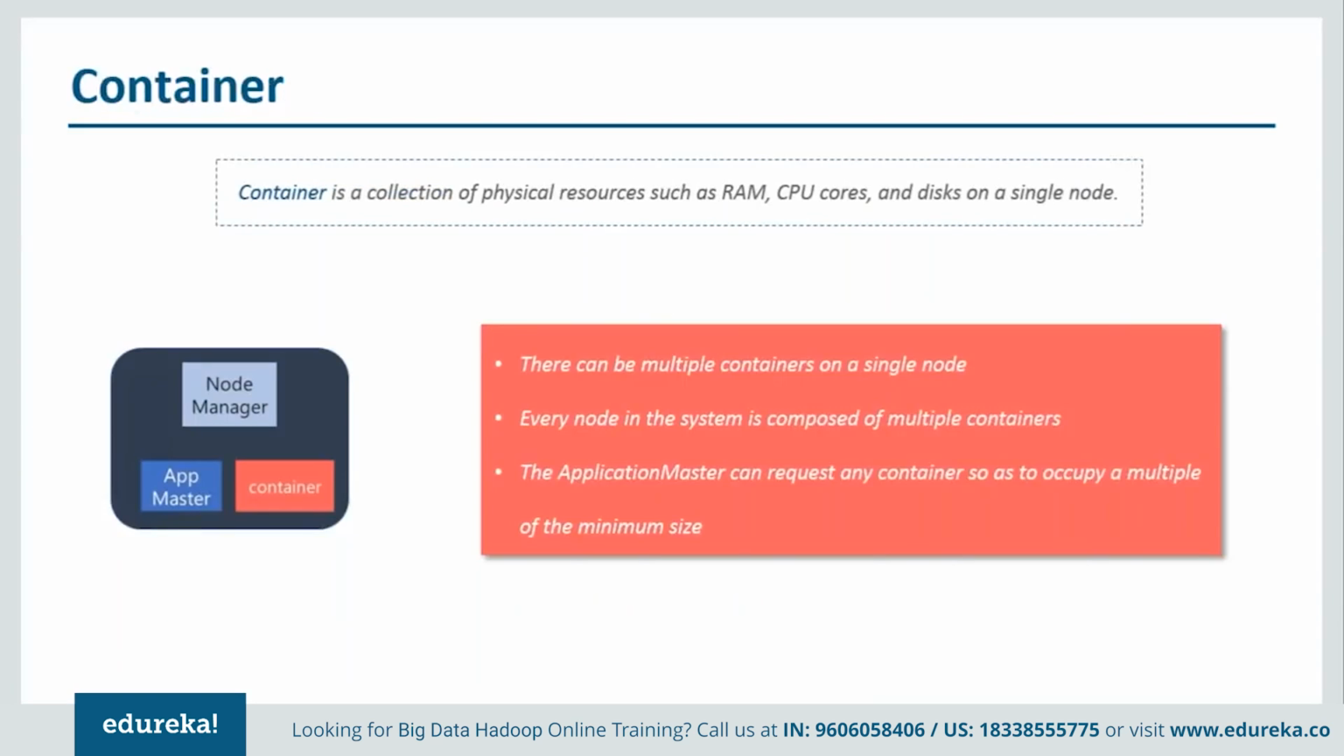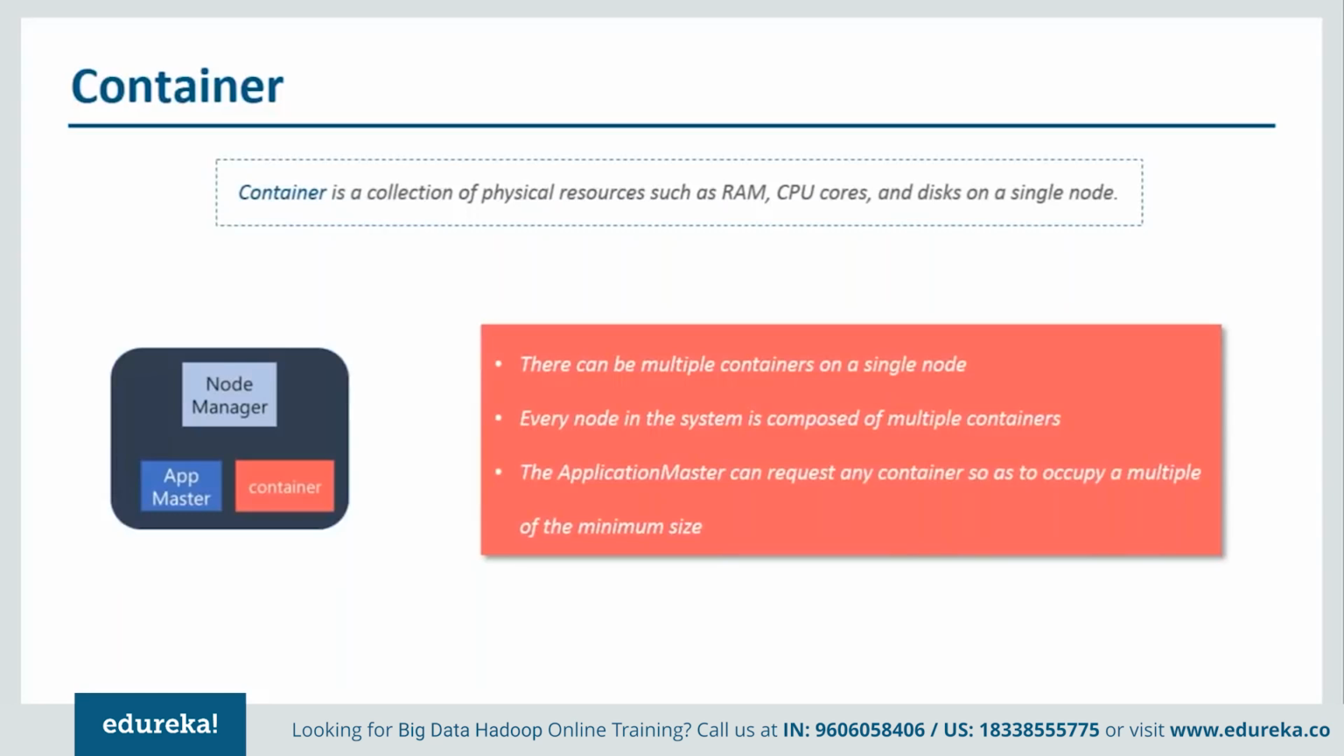Yarn has a pluggable scheduling component. Depending on the use case and user needs, an administrator may select either a simple, that is first in first out, capacity, or a fair share scheduler. The scheduler class is set in the yarn default.xml file. At the fundamental level, a container is a collection of physical resources such as RAM, CPU cores, and disk on a single node. There can be multiple containers on a single node.